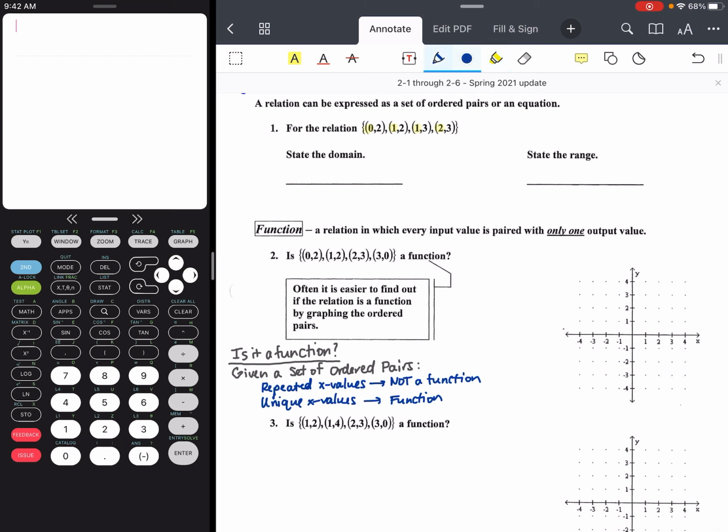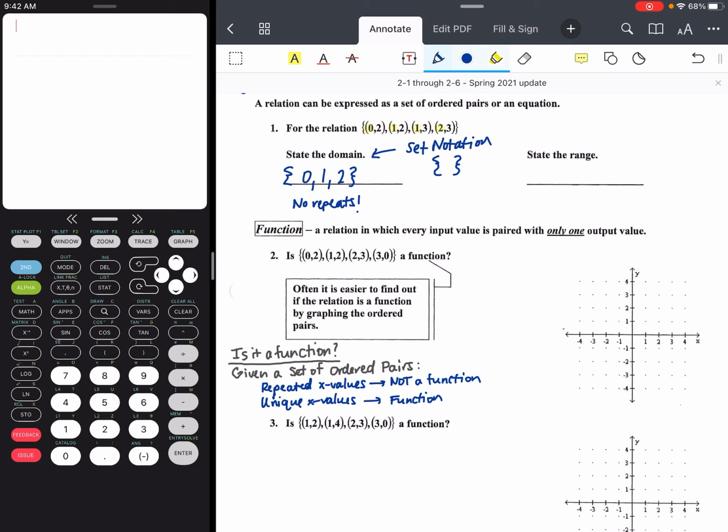Whenever we write a domain or a range, we're going to write it in what's called set notation, which are these squiggly braces. So our domain will be the set of all of our x values, so {0, 1, 2}. And notice that I don't write repeats. So even though we have two 1s, we only write 1 once in the set.